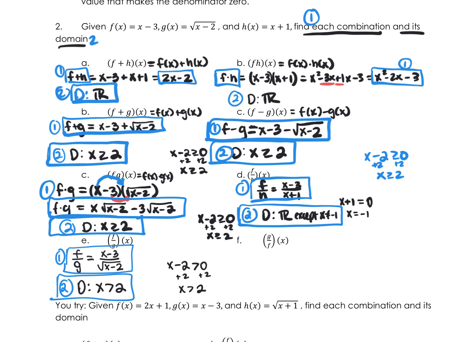Do I need to do an exception for the x minus 3? Do I need to set that equal to 0? Do I have to worry about this? No, because where is it at? It's in the top. We don't care about the top. The top can be 0 all at once. We just care about the bottom.